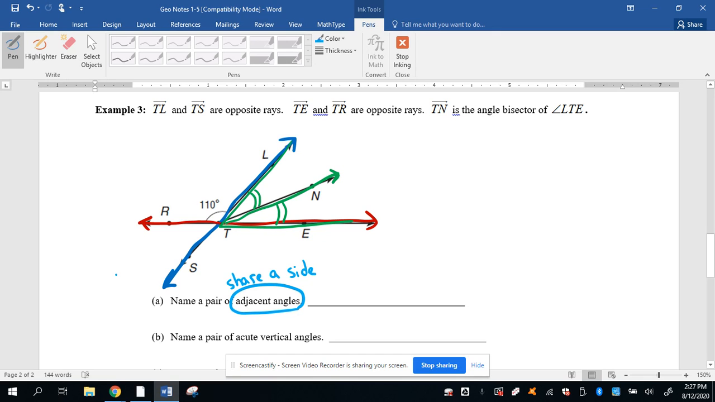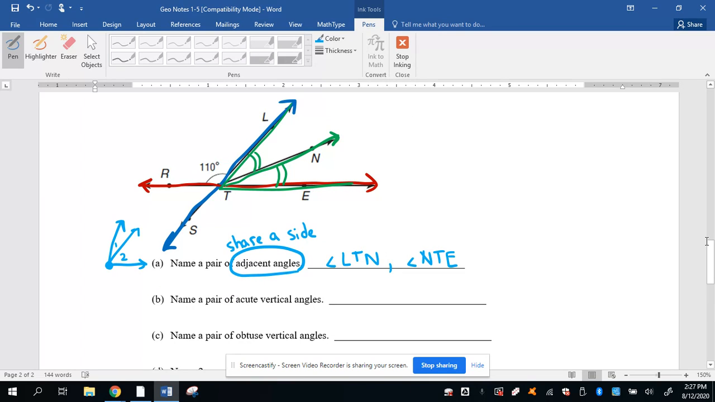So adjacent just means that they do not have to have the same measure. They just have to be next to each other. So like angle 1 and 2 in this example I'm showing are adjacent. They are angles next to each other. They have the same vertex and they share a side. So let's just use the example of the green angles, angle LTN and angle NTE. There are a lot of correct pairs for part A, so not just one answer is correct here.